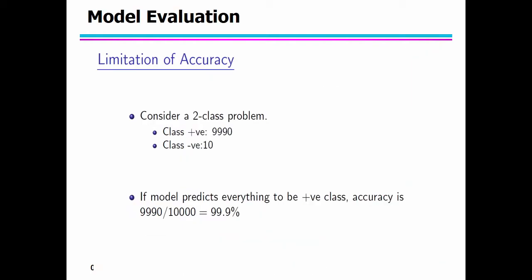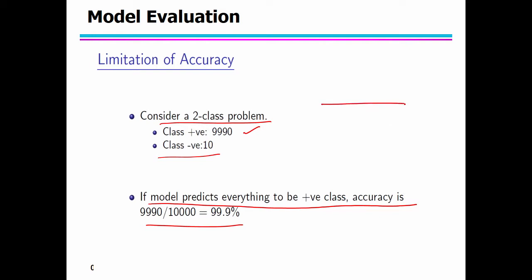Now, move to next. Now, the limitation of accuracy. What is the limitation of accuracy? Let us say we have a 2 class problem and the positive class is 9990 items, and the negative class is 10. Okay. So then, this is in the test data set, let us say, forget the training data set, now this is the case. Now, a model predicts everything to be positive class, so the accuracy is 99.9%.